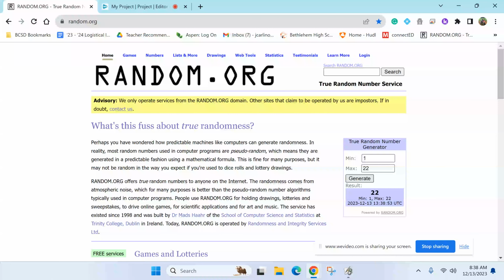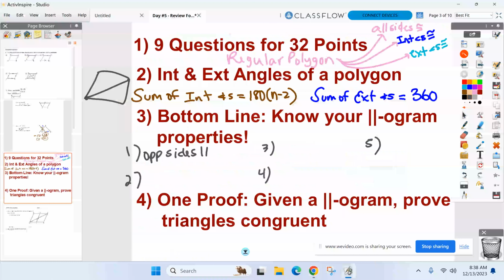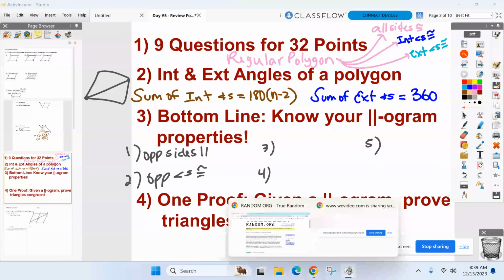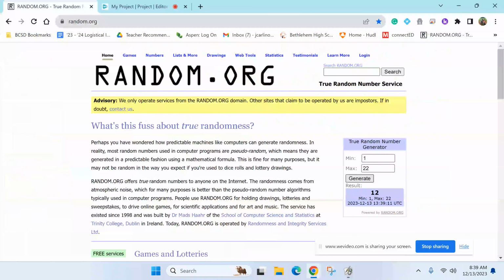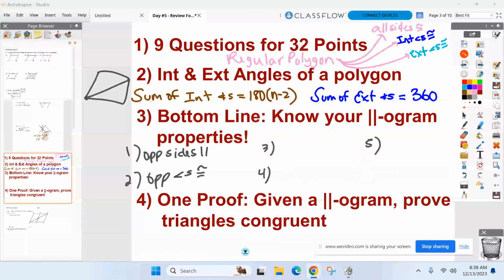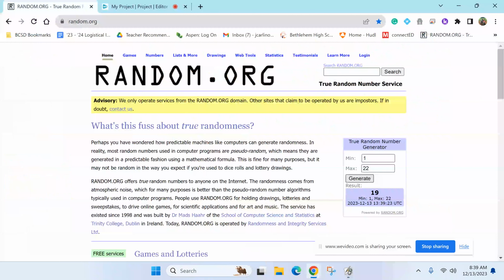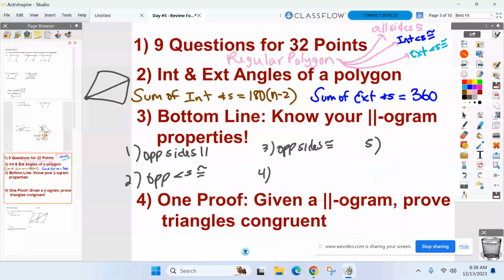Number 2, Simon? We've got 4 more here. Opposite angles congruent. All right, let's keep going. True. Finley. Opposite sides are also congruent. Cormac, another one. They're darn right they do.